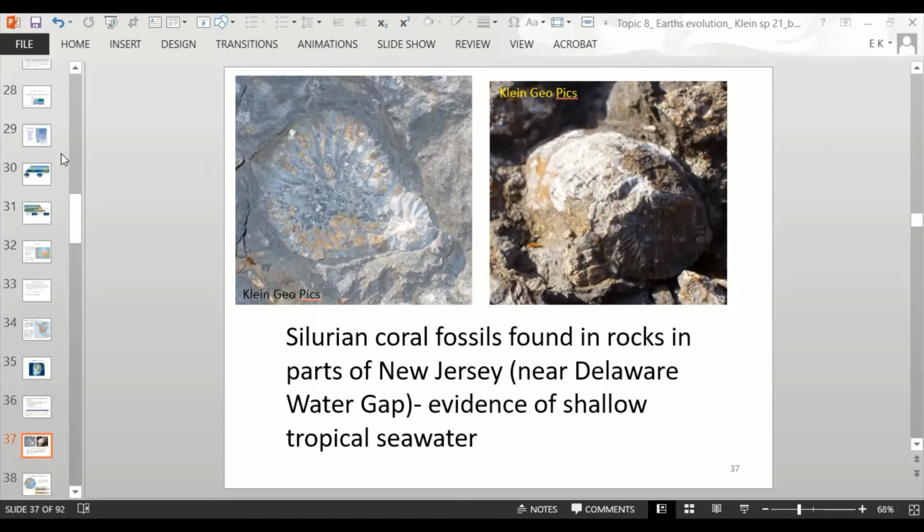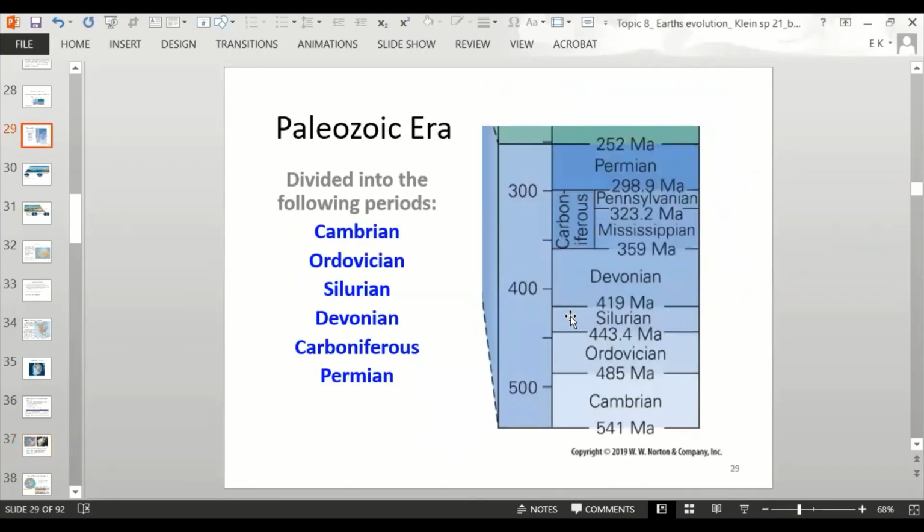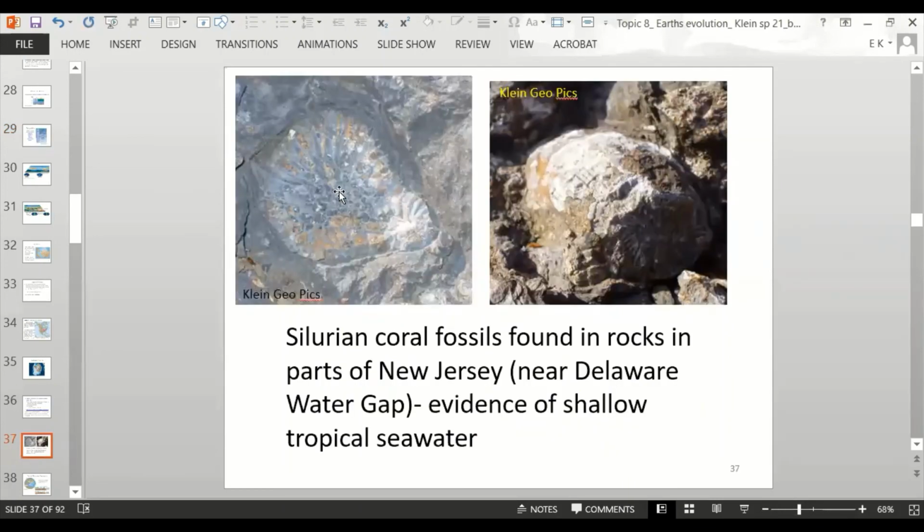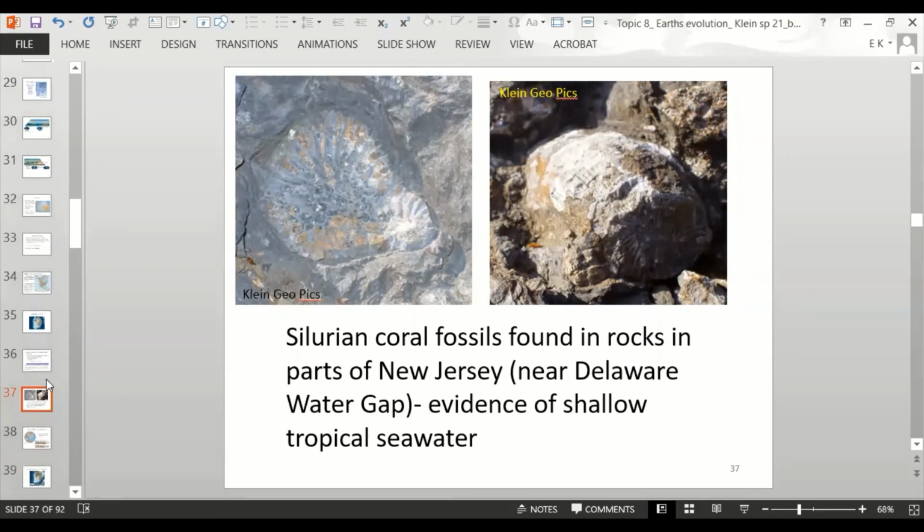And these are from the Silurian period. I did not date them. They were dated already. So we know that that area of New Jersey is Silurian in age. So Silurian is here, 443.4 to 419 million years ago. So these Silurian age corals tell us that there was a shallow tropical sea covering the land there. Okay, so that's really strong evidence for sea water covering the land.